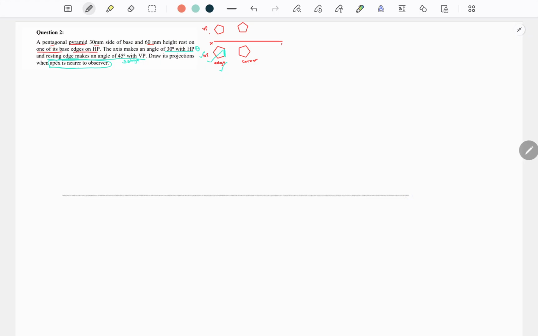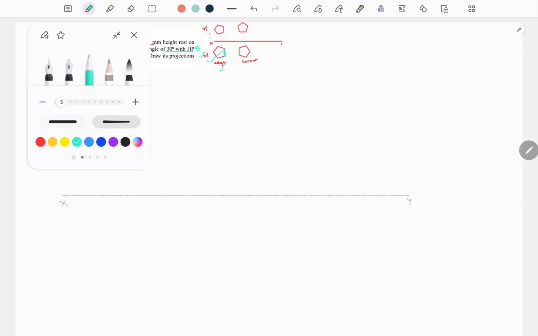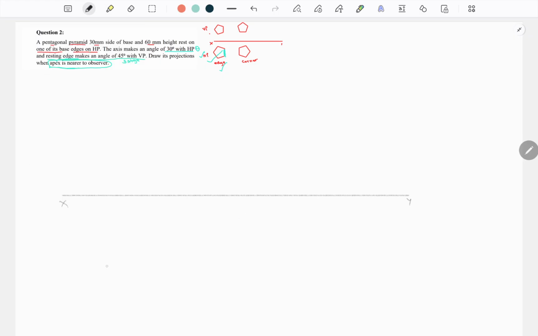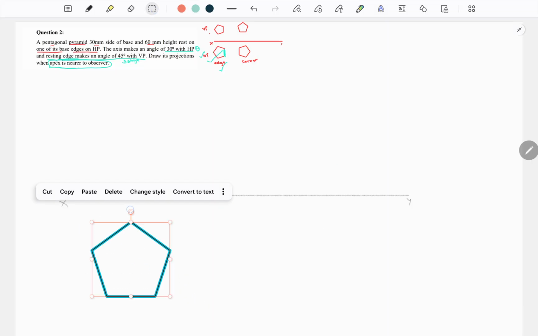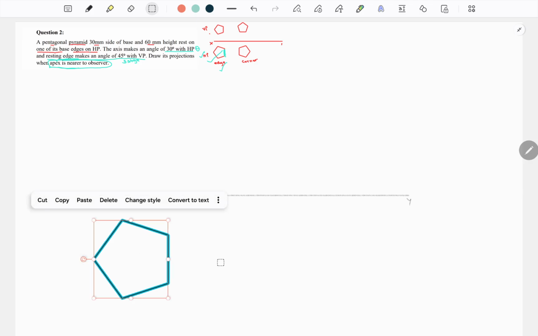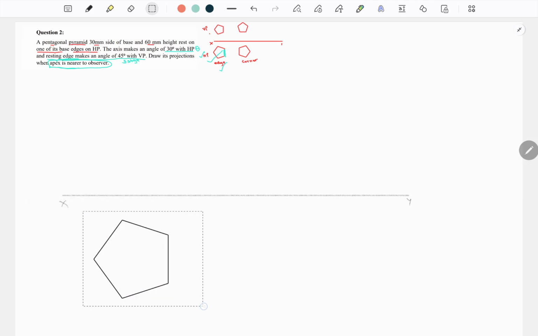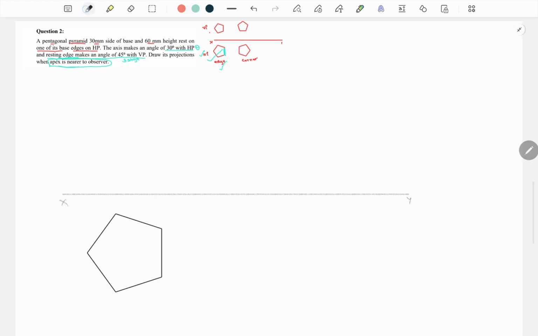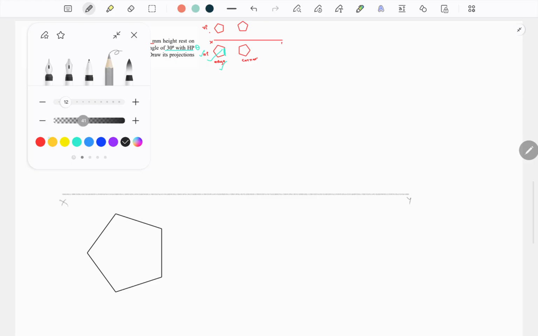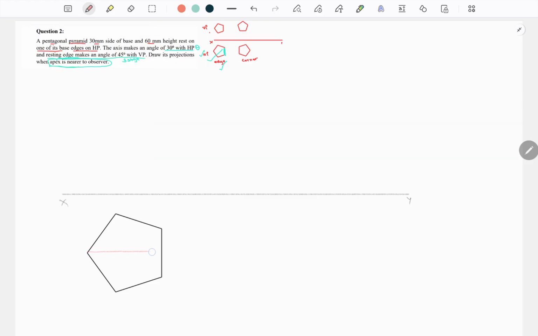XY line. Draw its top view. It is the edge resting condition. This is the edge resting condition. Is that clear? Okay, edge resting condition. Now we need to find out its apex. How to find out its apex?